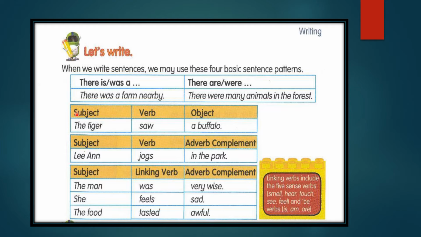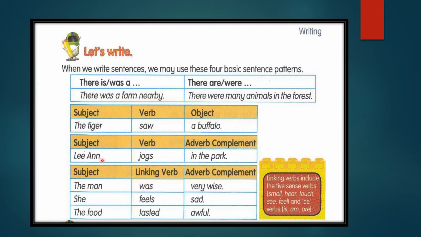Next one, we have the SVO. What is the SVO? Subject, verb, object. The tiger, this is the subject. And then the verb, the action, kata kerja. Melihat. The tiger saw, but this one is in past tense. Melihat apa? Objek apa? What is the object? A buffalo. The tiger saw a buffalo. So, subject, verb, object.